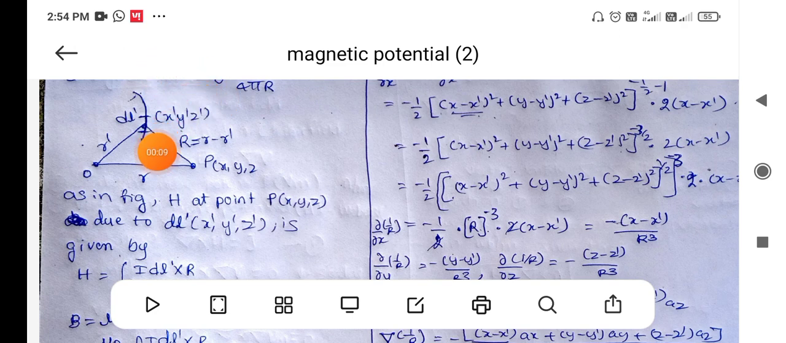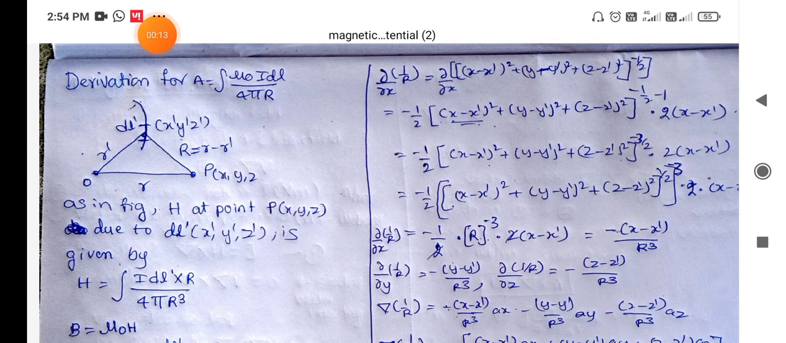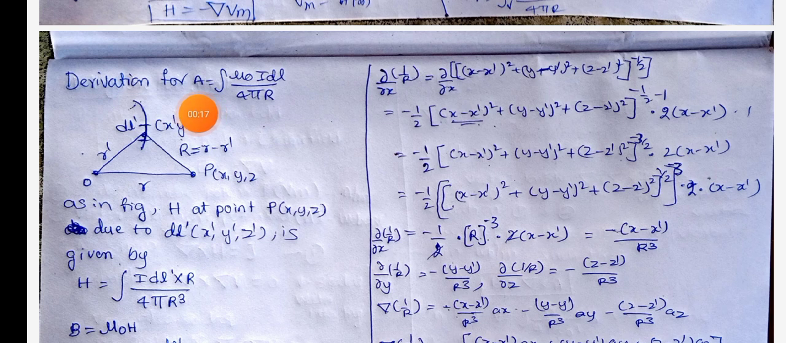Topic is derivation for magnetic vector potential A equal to integral of mu naught I dL by 4 pi r. Now let us see the figure.